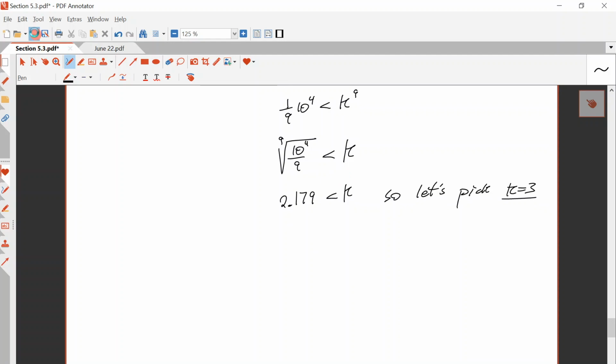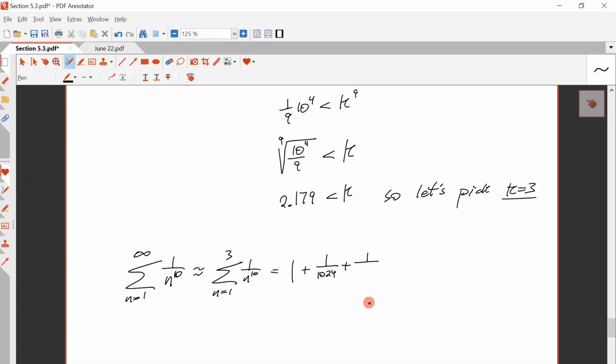So let's calculate that. The sum n equals 1 to infinity, 1 over n to the 10th, is approximately equal to the sum n equals 1 to 3, 1 over n to the 10th. So this is 1, for n equal to 1, plus 1 over 1,024, plus 1 over, gosh, I don't even know what 3 to the 10th is. 3 to the 10th is 59,049.